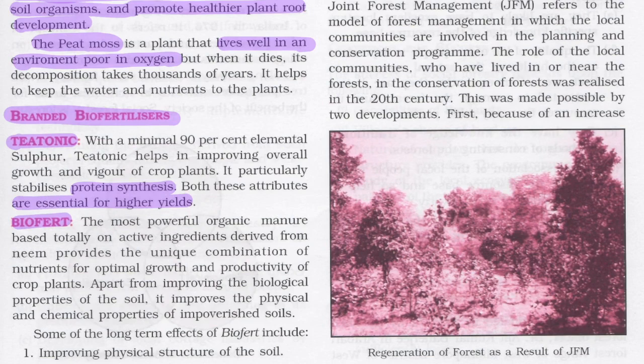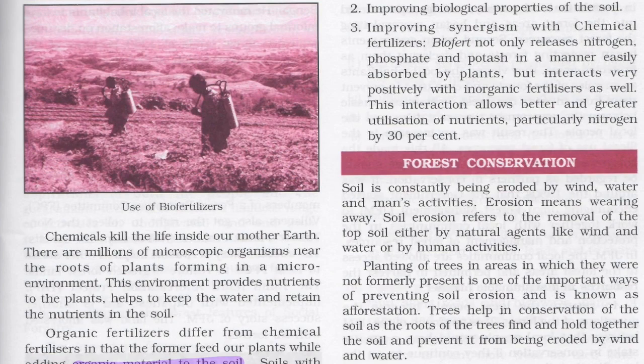Biofert. The most powerful organic manure, its ingredients are derived from neem and it provides a unique combination of nutrients for optimal growth and productivity of crop plants. Apart from improving the biological properties of the soil, it also improves the physical and chemical properties of the soil. Some of the long-term effects of bioferts include improving the physical structure of the soil, improving the biological properties of the soil, and improving synergism with chemical fertilizers.